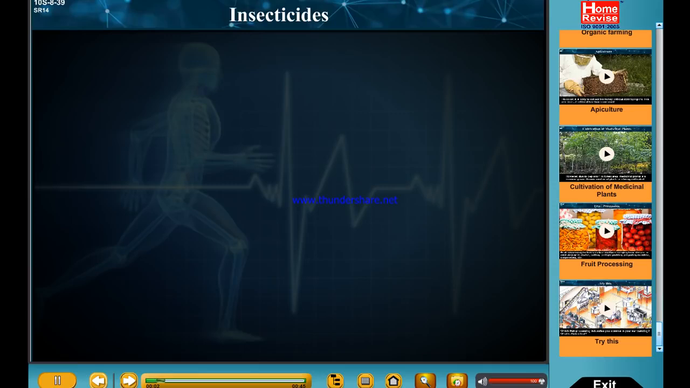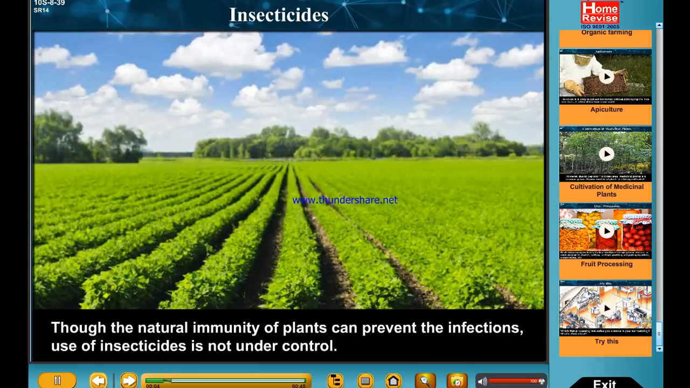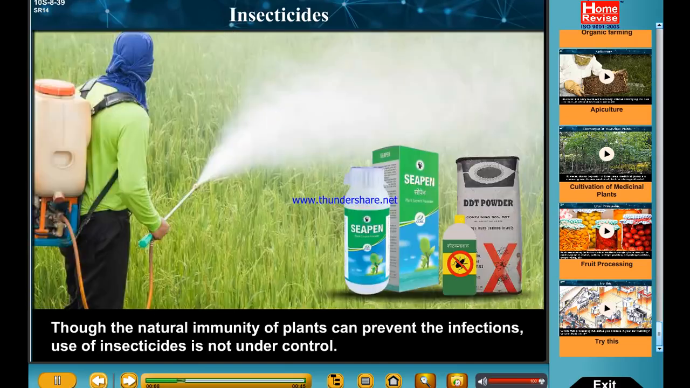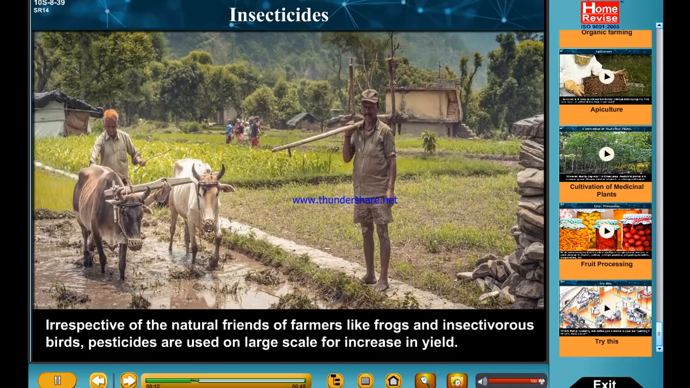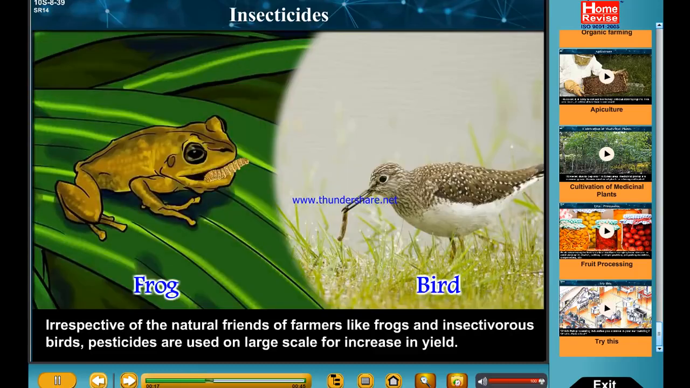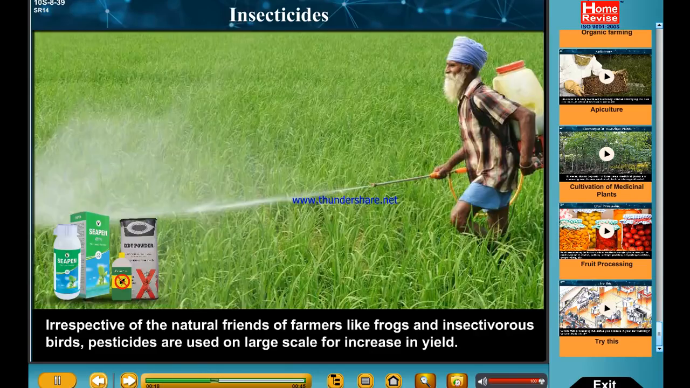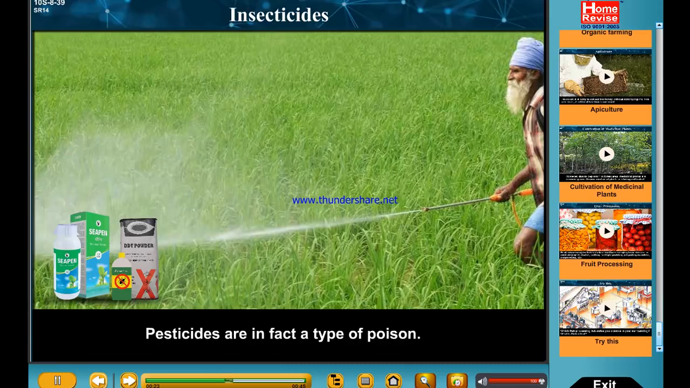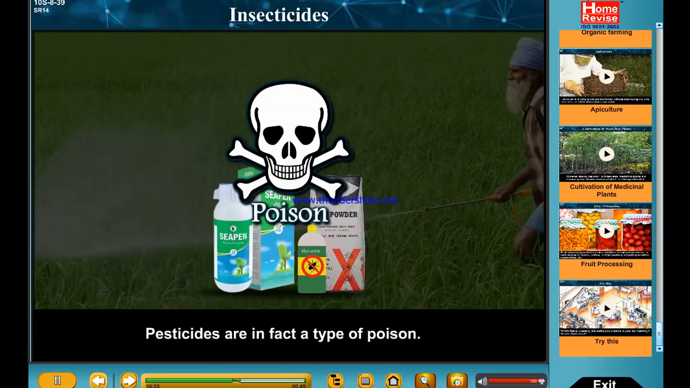Insecticides. Though the natural immunity of plants can prevent infections, use of insecticides is not under control. Irrespective of the natural friends of farmers like frogs and insectivorous birds, pesticides are used on a large scale for increase in yield. Pesticides are in fact a type of poison.